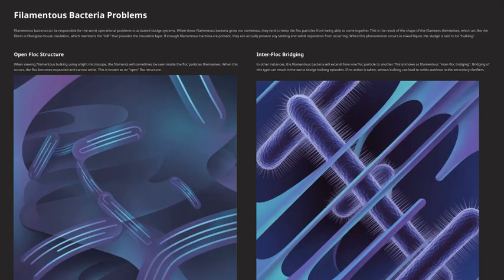So, understanding these behaviors of filamentous bacteria is crucial because they directly affect the efficiency and stability of our activated sludge systems. Managing their growth is key to maintaining proper solids separation and preventing operational disruptions.